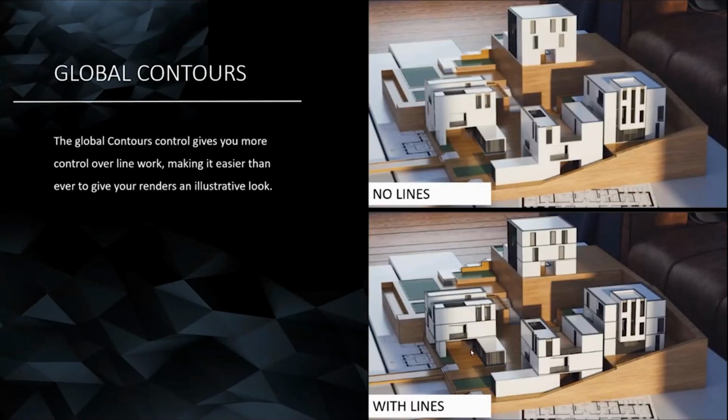And with this global contrast, we can make our renders more defined. You can see the difference on both of these images, because on the first one, it is less defined, whereas the second one looks more defined with a better outline. So using this, we can give an illustrative look to our renders.